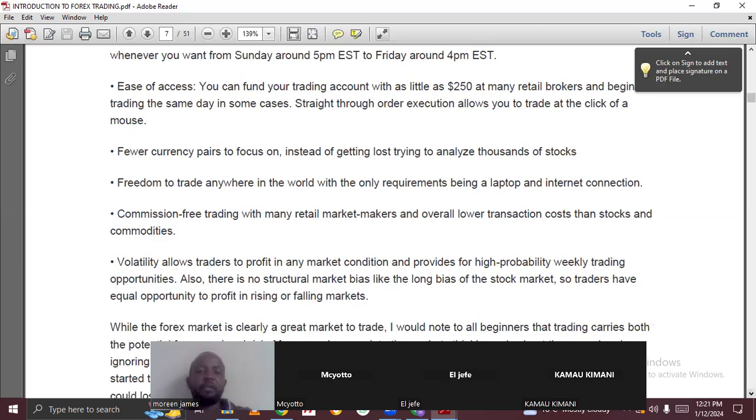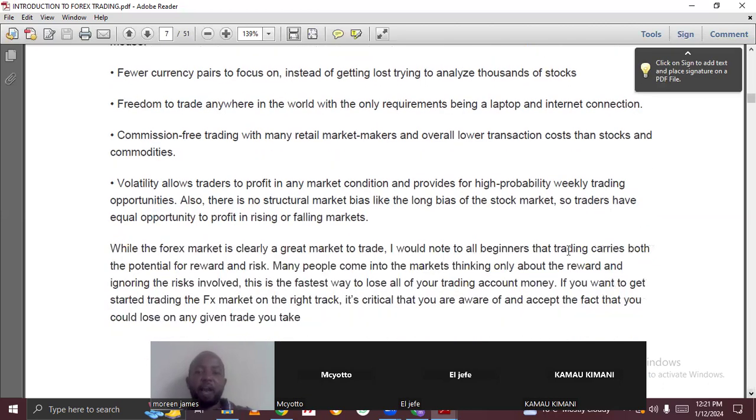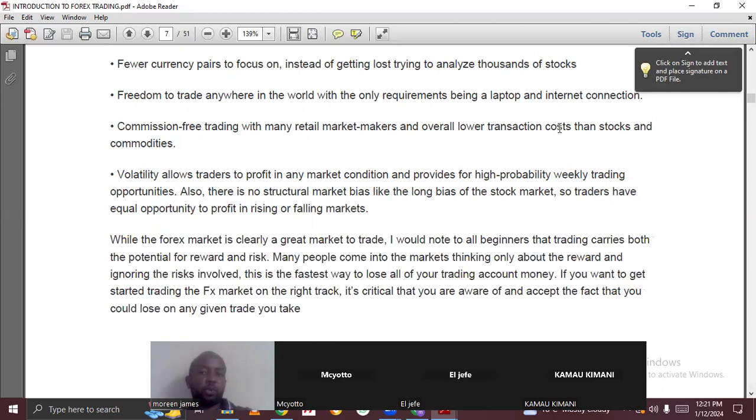Commission-free trading, many retail market makers have lower transaction costs than stocks. So another important thing is that your transaction costs are very low compared to when you're trading stocks or commodities. They are very, very expensive.